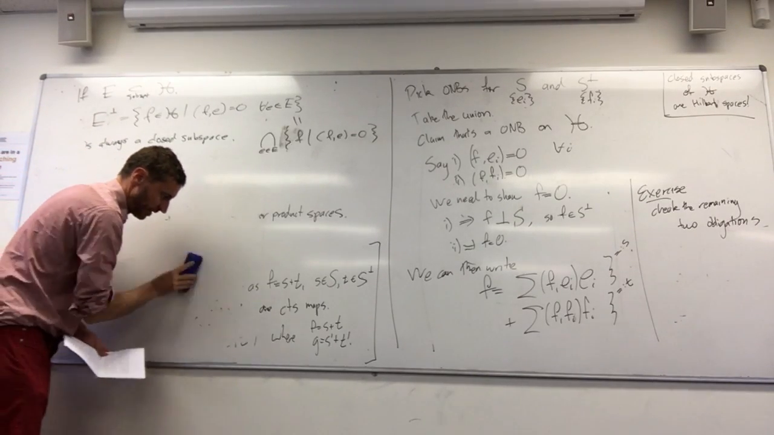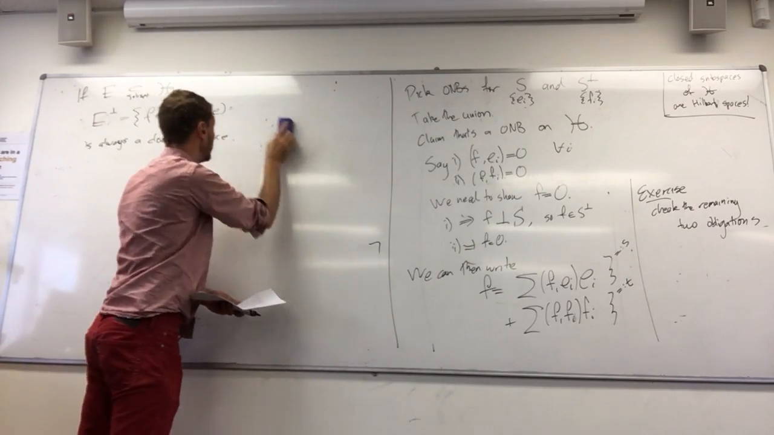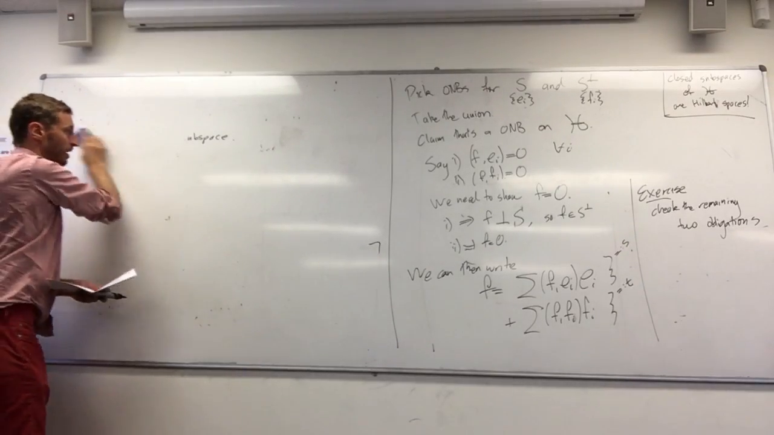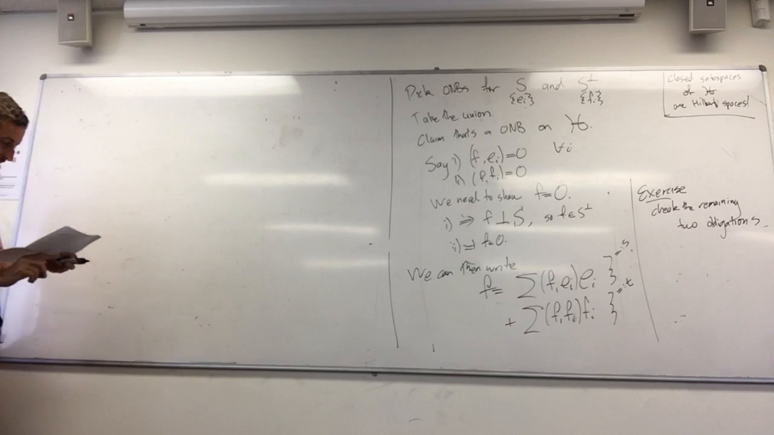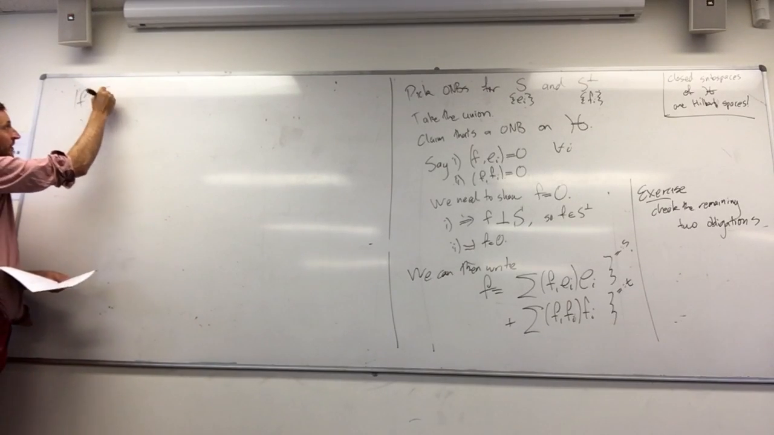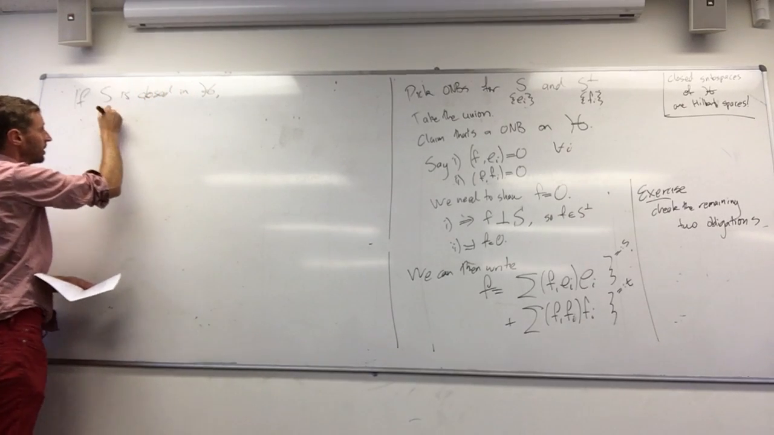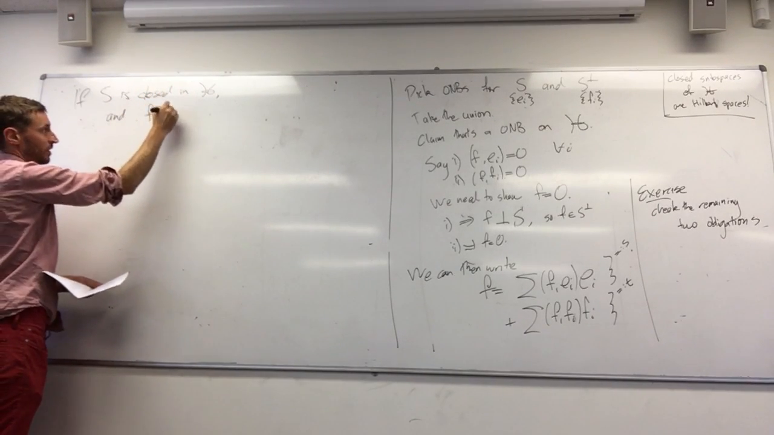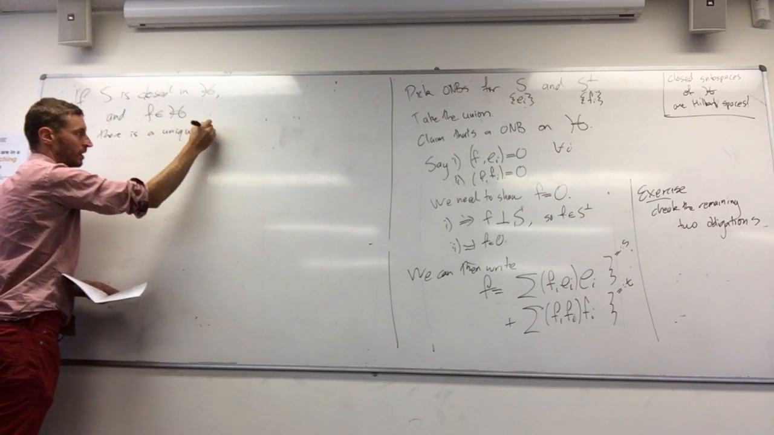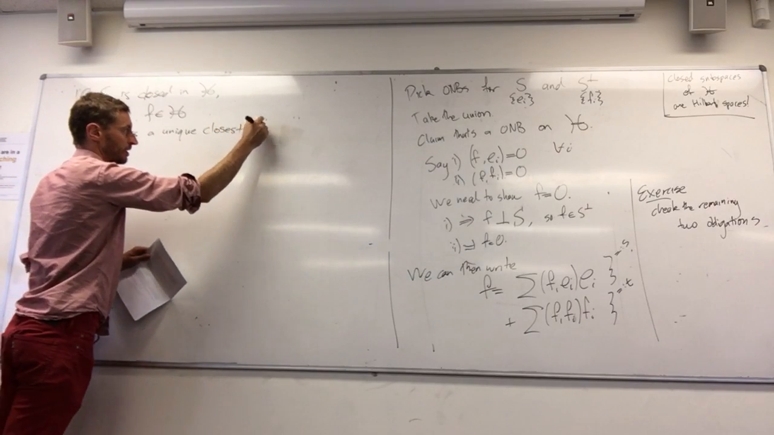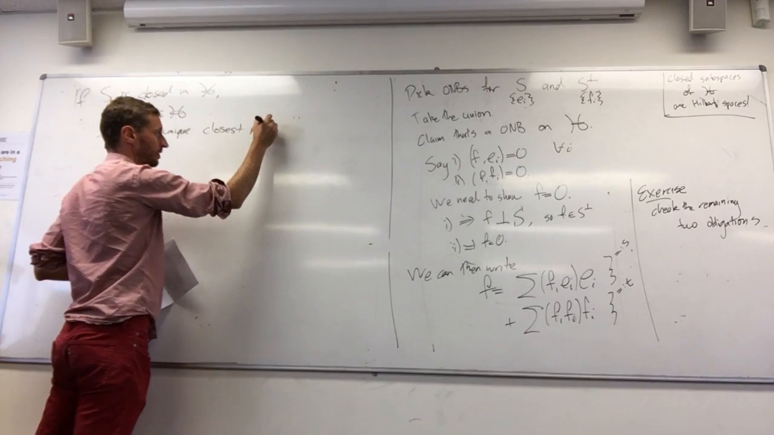So then the other fact about closed subspaces we'll use, and this is something that we'll talk about a fair bit more in the tutorial next Monday, there's a good problem set problem on it. If S is closed in H, and we've got some point f in H, there is a unique closest point. Well, yeah, I can say unique. There's a unique closest point.